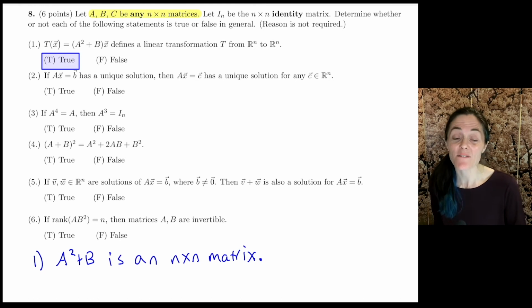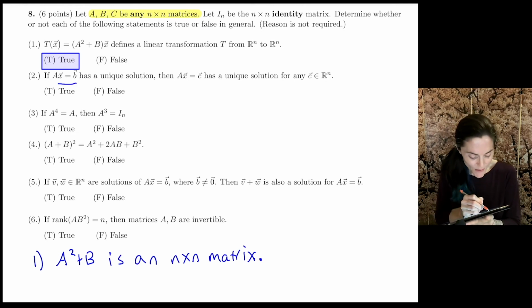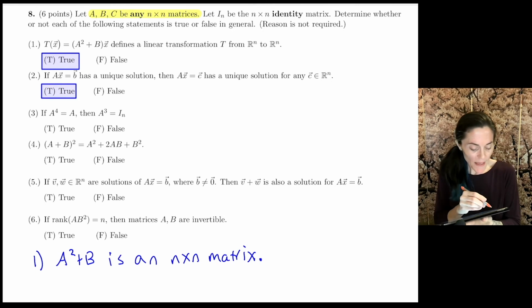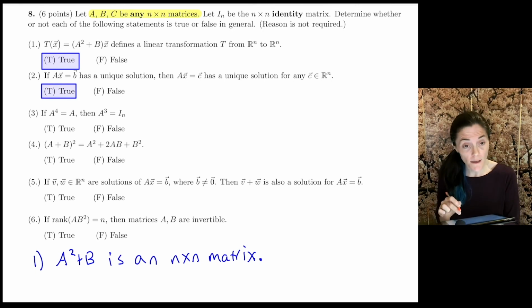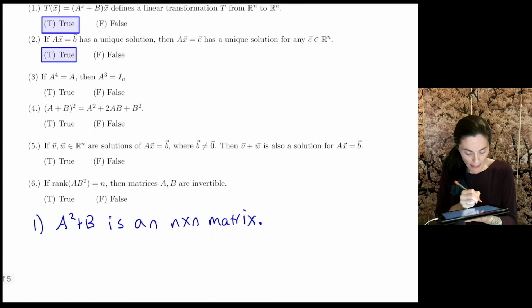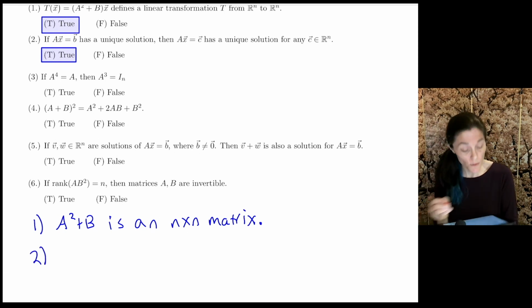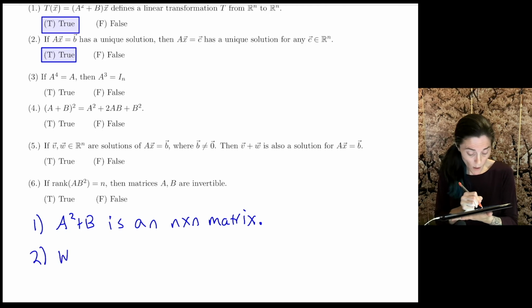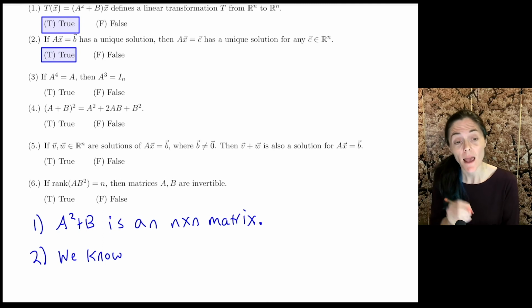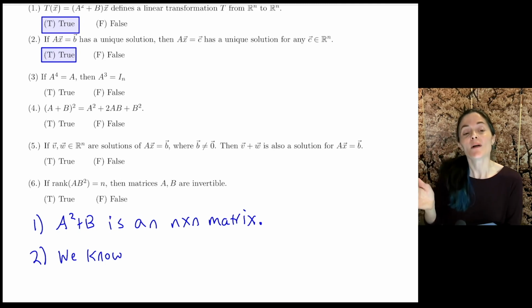The second one, if Ax equals b has a unique solution, then Ax equals c has a unique solution for any c in Rn. This one is also true because we have to think about invertibility here. So if we want to explain number 2, Ax equals b has a unique solution. This says, so we know here in this example, we have a square matrix, and we know for some b, Ax equals b has a unique solution.